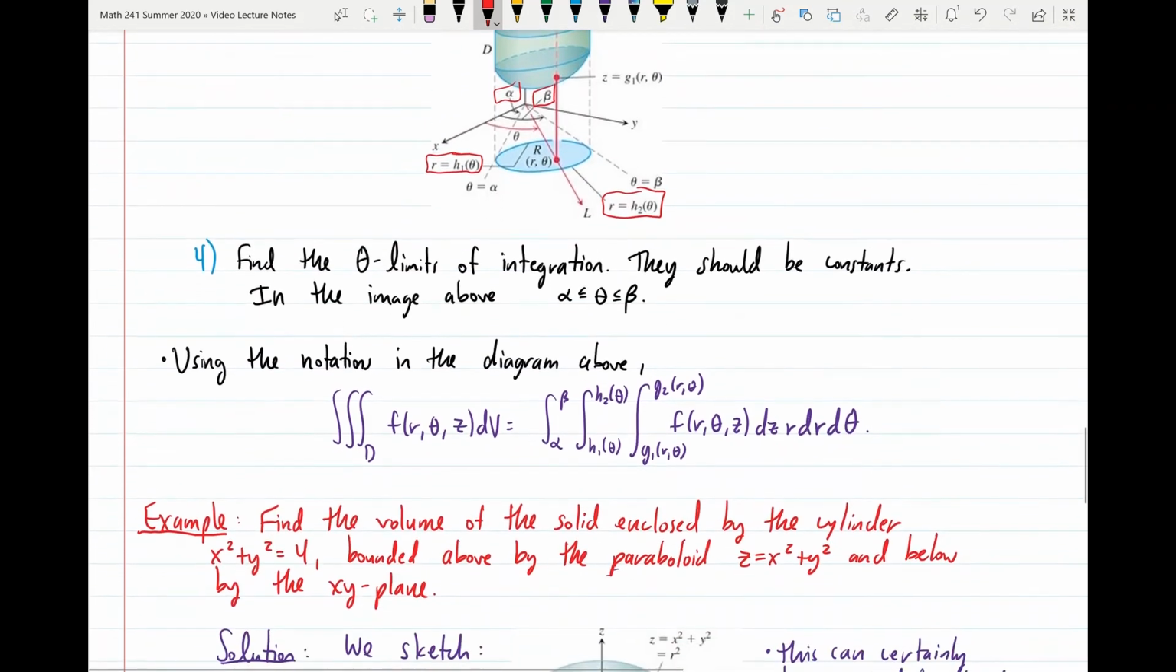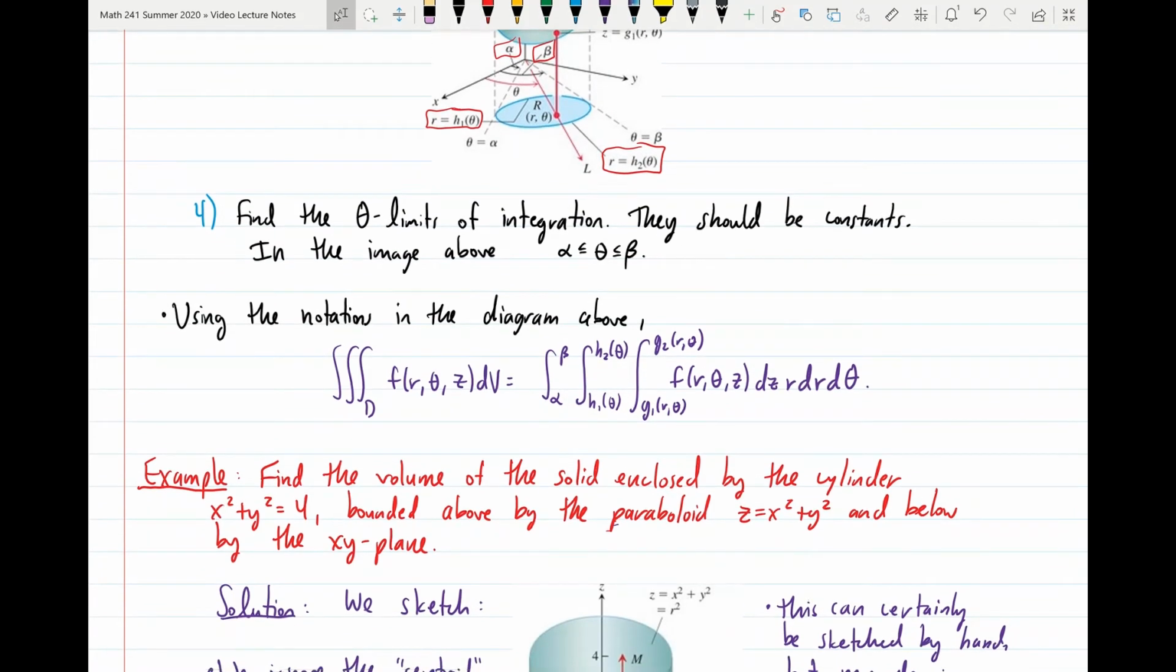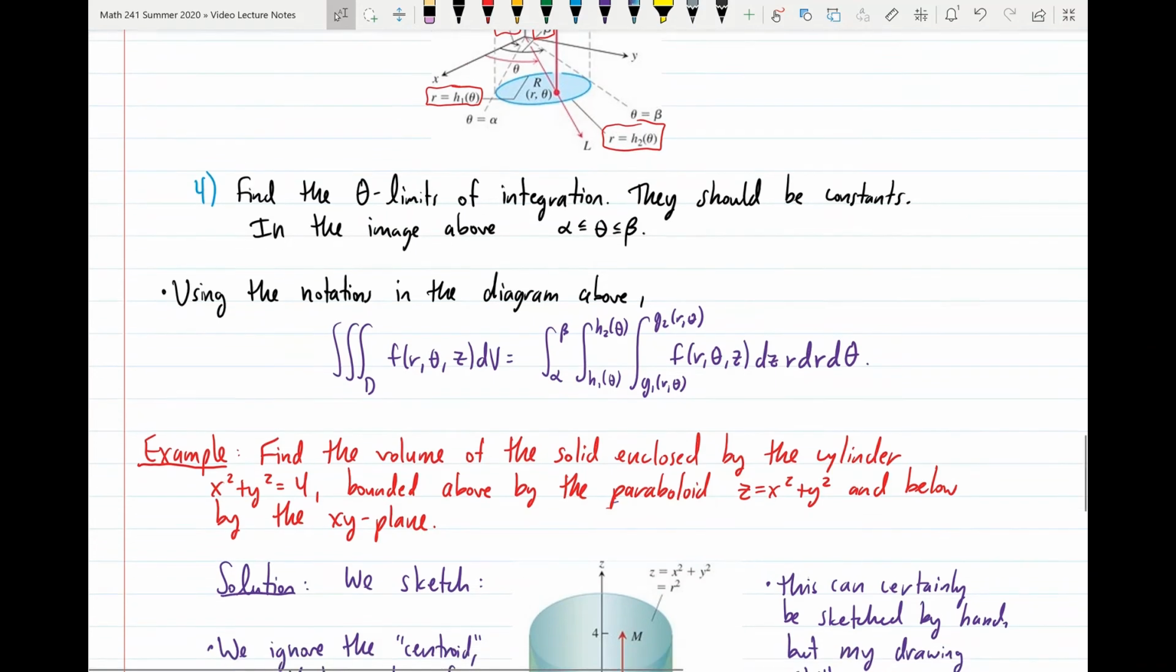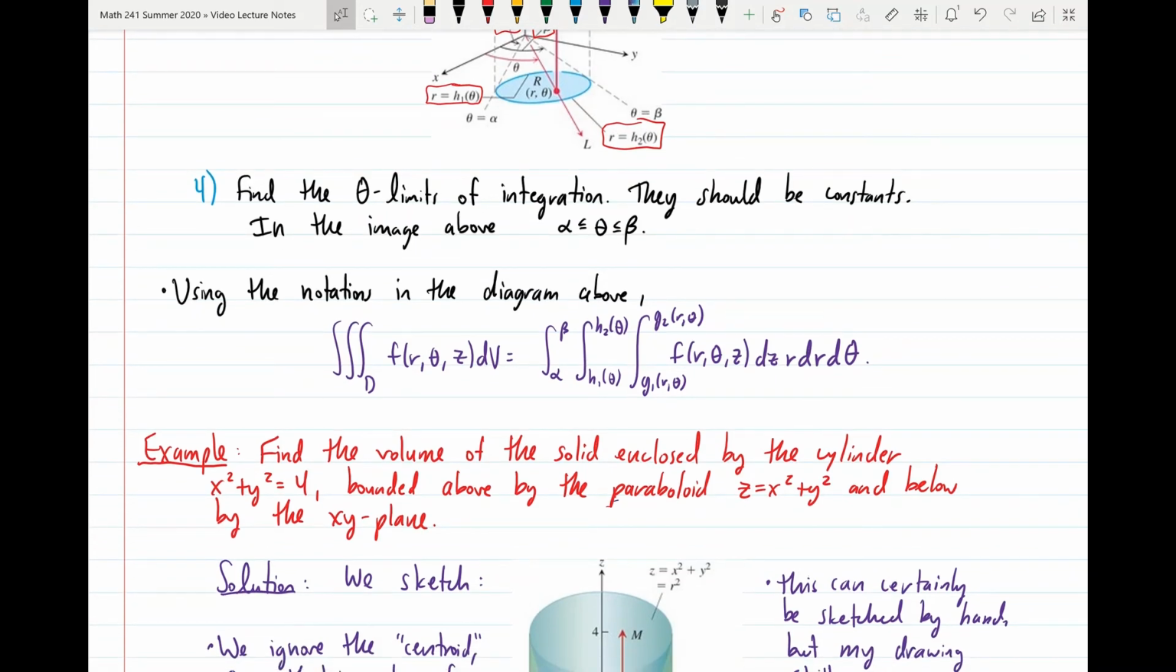Okay, so using the functions that were defined in the diagrams above, we have that the triple integral of f of r theta z over the region D is equal to the integral from alpha to beta of the integral from h1 of theta to h2 of theta of the integral from g1 of r theta to g2 of r theta of f of r theta z dz r dr d theta.